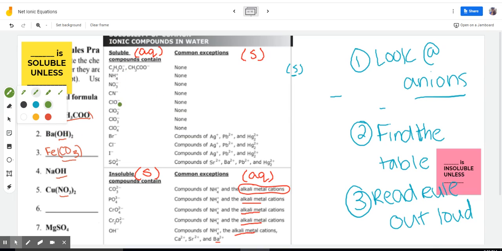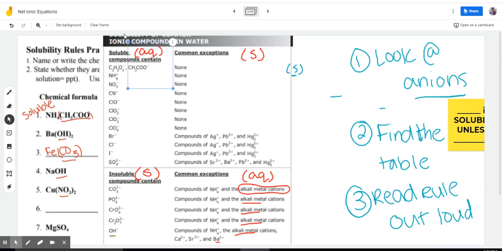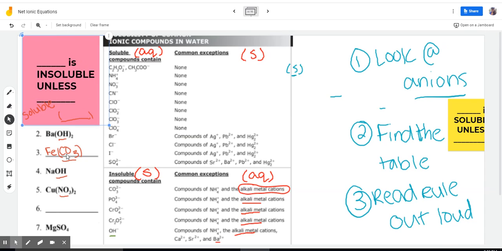So we're going to look down our list and we see that OH is down here. That is the bottom table. So what that tells me is that we're not using the yellow sticky note. Now we're going to use that pink one. And this is the sentence that we're going to say out loud. So once again, we found our anion on our list, figure out if you're doing the top table or the bottom table, and now we're going to read it out loud.